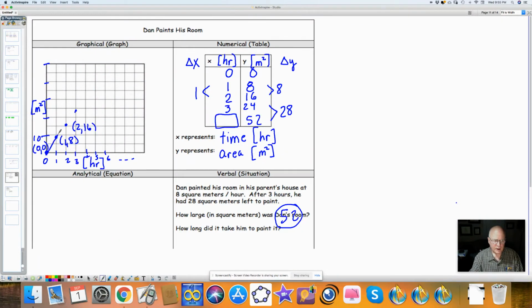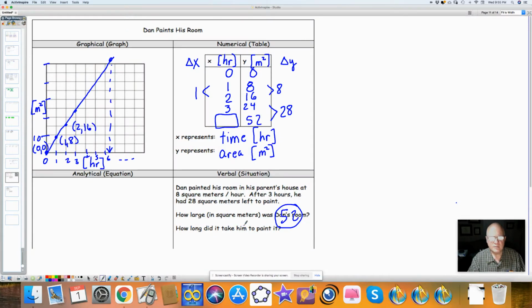And you could draw a line, and you can use your line tool. It's going to go something like this. And you'll notice at 52, right up here, if you look down, it should be around 6.5 hours. And I think it's going to be 6.5 hours, but I'm not sure. Not at this point. We know we have a graph. We have a table. We're missing this number from the table. That's going to be the answer here. How long did it take you to paint it?